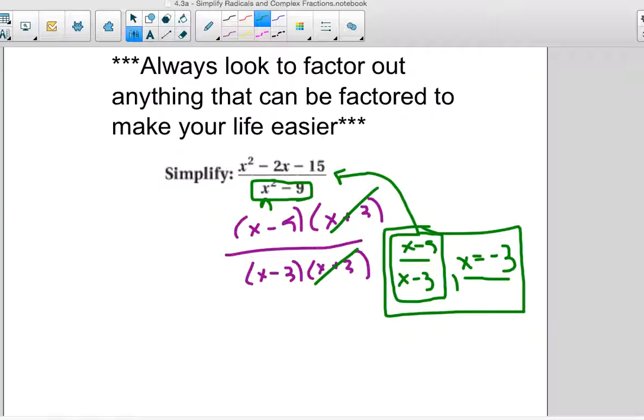All right, so that's it for 4.3a. The next video is going to be on 4.3b, which is just doing these things but with equations instead of just simplifying expressions.